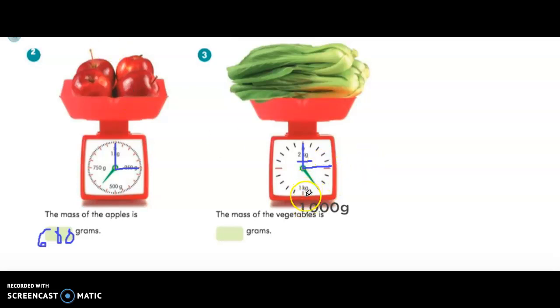So in order to get to 1,000 here, we need to think, what is this skip counting by? And it is skip counting by 100. So we have 100, 200, 300, 400. This first section is 500 grams. And then we continue 600, 700, 800. So the mass of the vegetables here is 800 grams.